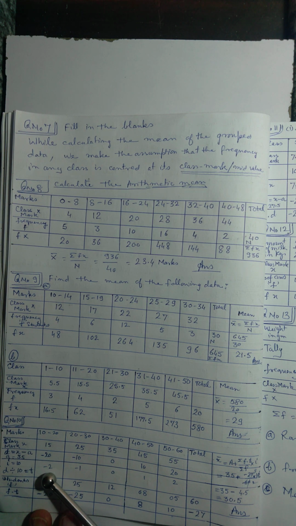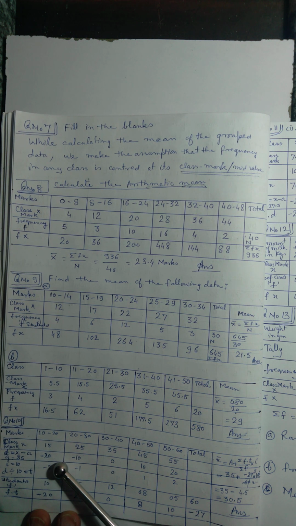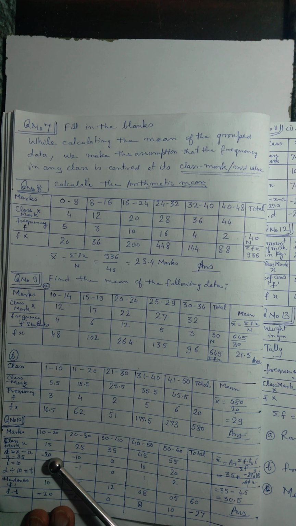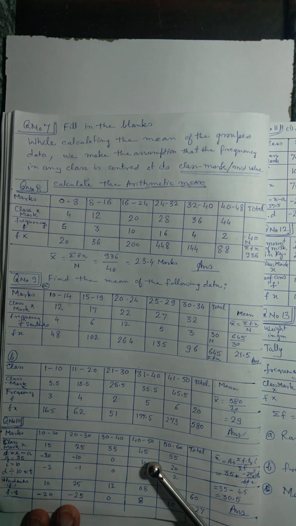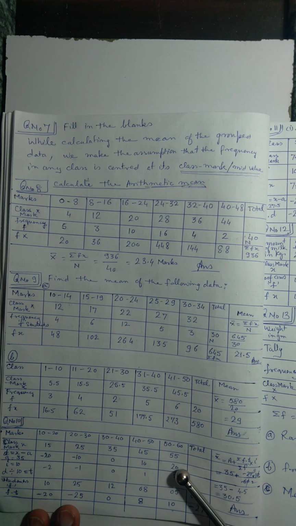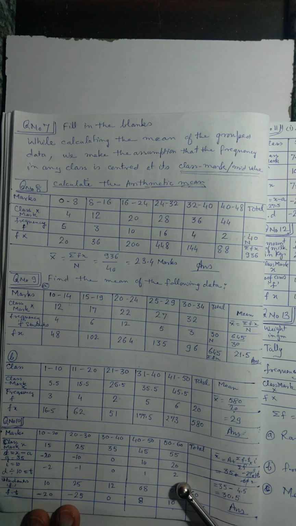That will give you the value T, means quotient will be T. So minus 20 divided by 10, that is minus 2. Minus 10 divided by 10, that is minus 1. 0. 10 divided by 10, that is 1. 20 divided by 10, that is 2.